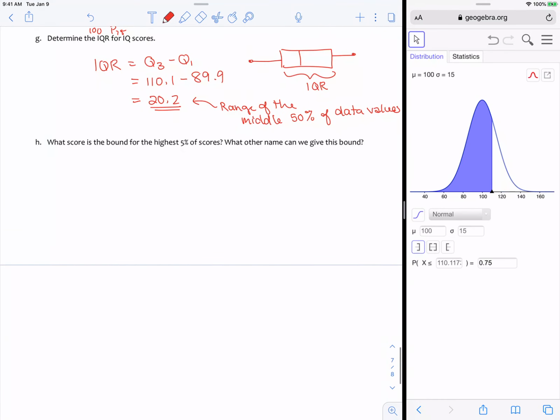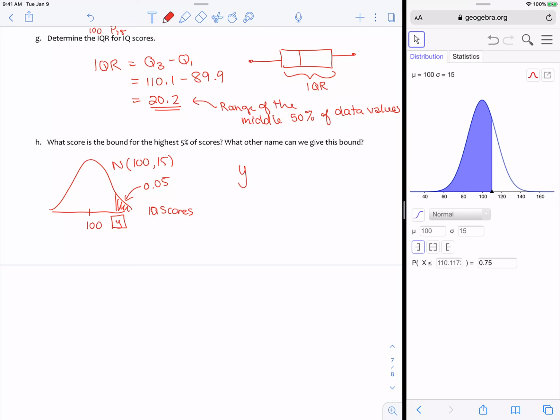All right, and what score is the bound for the highest 5% of scores? Okay, so again, draw a picture always to get a sense of what's being looked for. And there's 15, these are IQ scores. Here's 100, and we're looking for the bound for the highest 5%. So highest 5% is gonna lie up here. So that area is 0.05. And we're looking for this Y value to bound that.